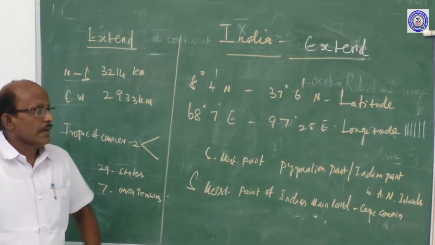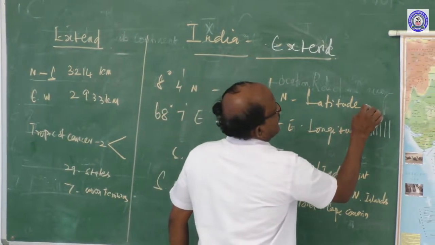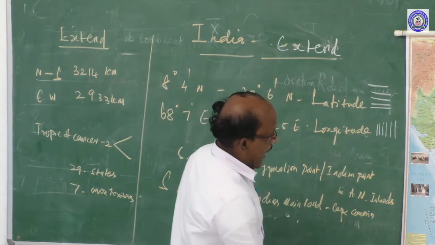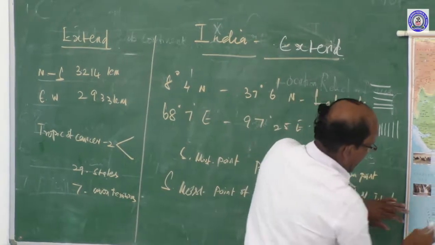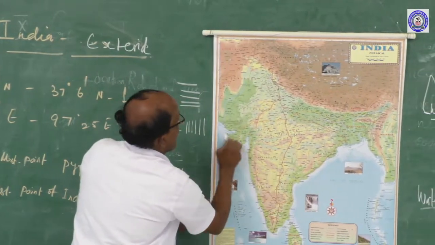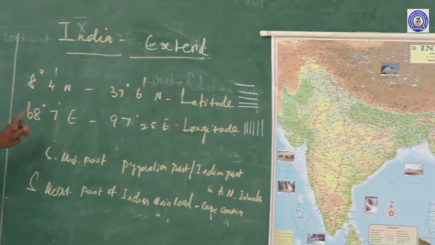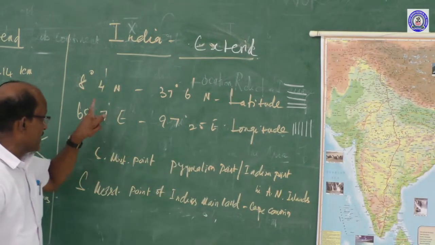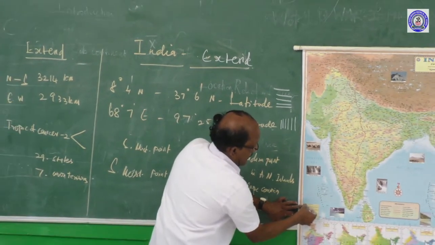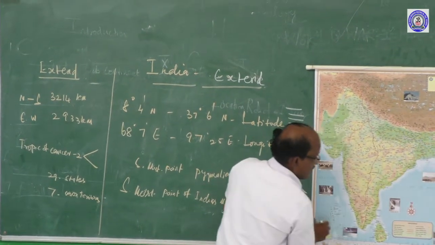Longitude. The line which is drawn on the map from west to east, these are all latitude. See here, there is an imaginary line on the map from west to east. This is one line, this is one line. Many lines are there. On the line there is a measurement. So here, India exactly starts at 8 degree 4 minutes north. See here, a line touching Kanyakumari. One line goes from west to east.